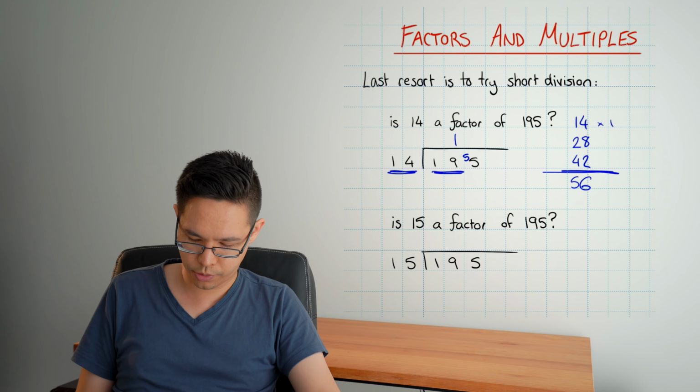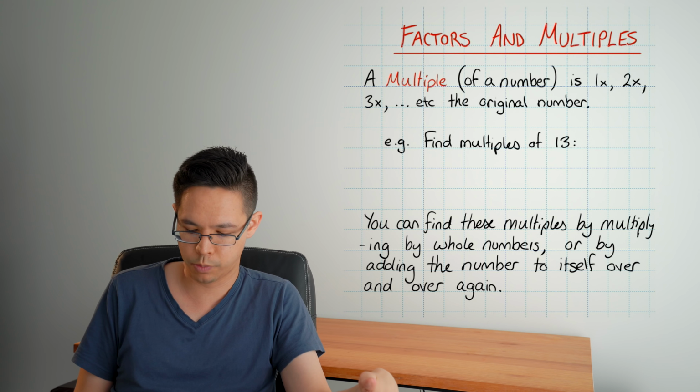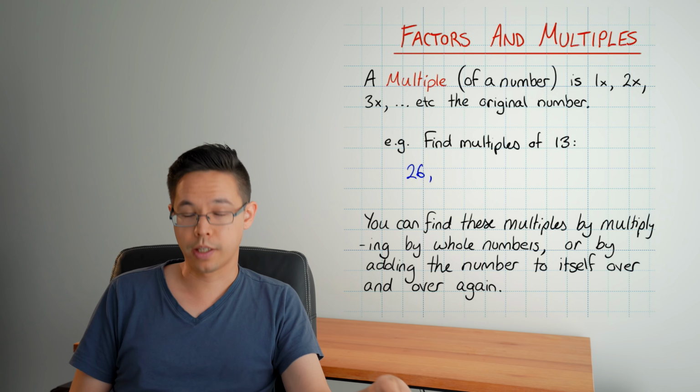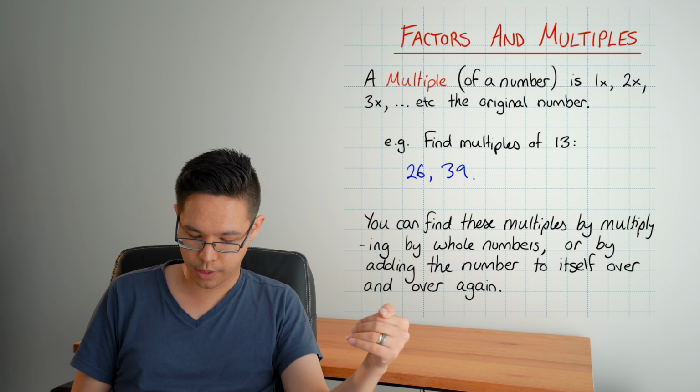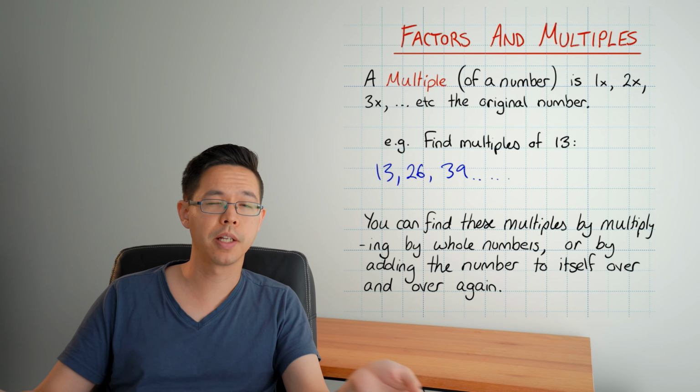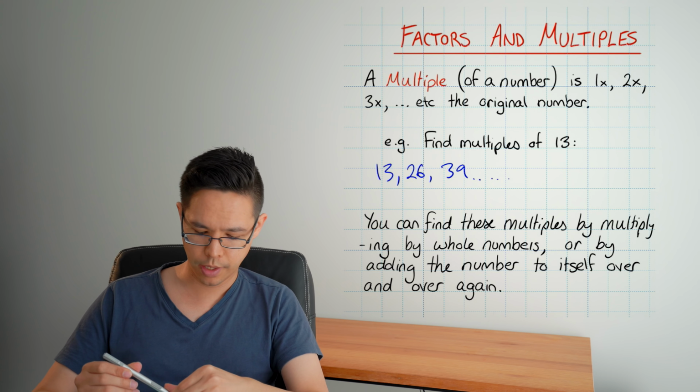Whew, that was difficult. Right, let's move on to another thing which we call multiples. So let me just hide this layer. A multiple of a number is basically 1 times the original, 2 times the original, 3 times the original, and so on. So a basic example here, let's try and find some multiples of 13. Obviously 13 is just itself times 1. I can do twice that, which would give me 26. I can do 3 times that, which would give me 39, and so on. So I can easily find some multiples of that. It's a really simple concept.